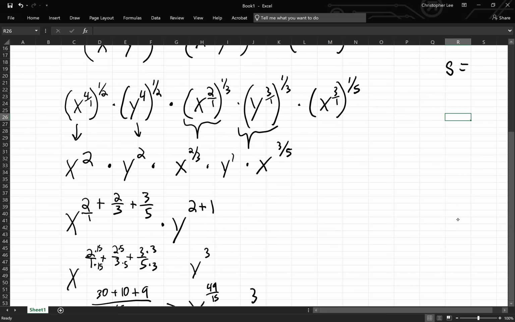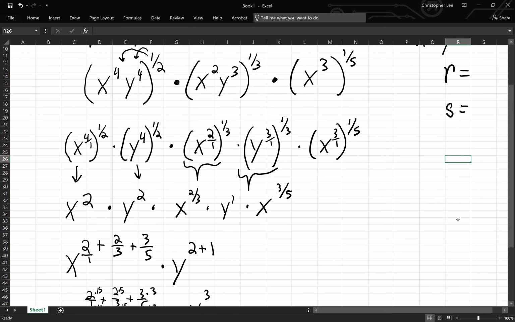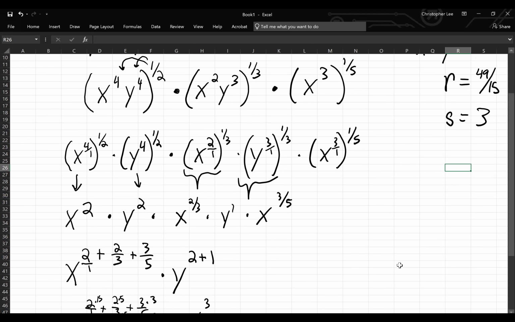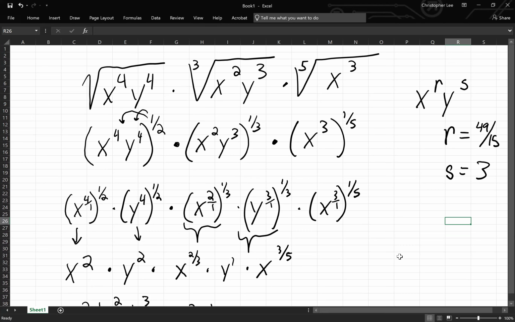But now for your question, it asks you what's r and what's s. R is the power on x, s is the power on y. So our r is going to be what? 49 over 15. And our s is going to be what? 3. Right? That's it. Yeah, that's it. So try it out. Did you get that?